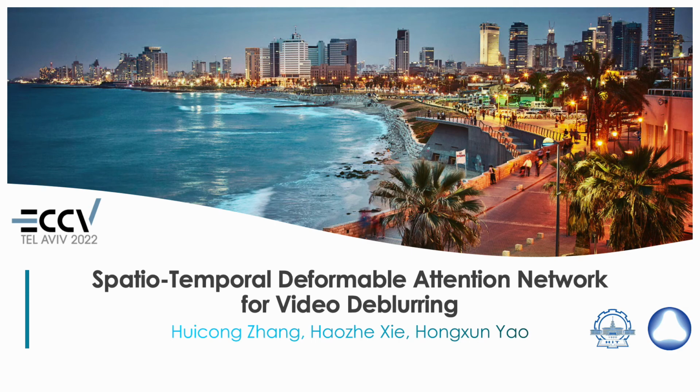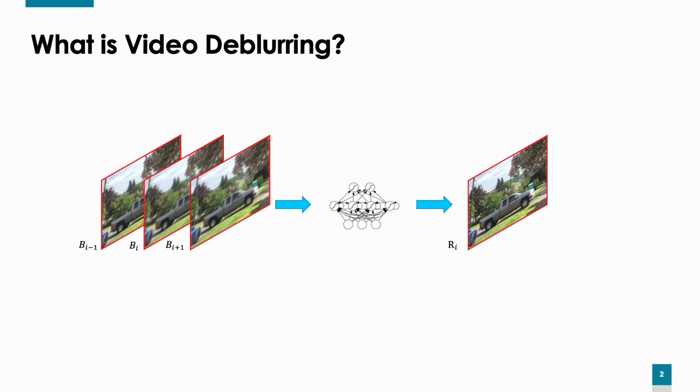In this paper, we present the Spatio-Temporal Deformable Attention Network for video deblurring. Let me start with the problem definition of video deblurring. We need to input multiple consecutive blurred video frames and then use a neural network to aggregate multiple frames to restore the sharp frame of the middle frame.